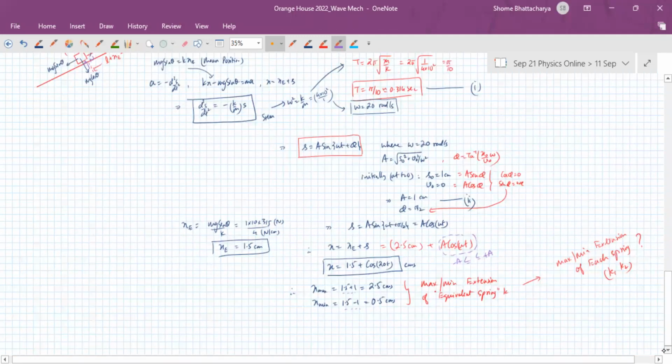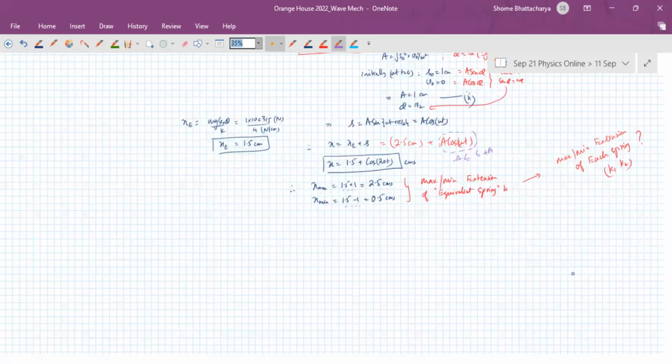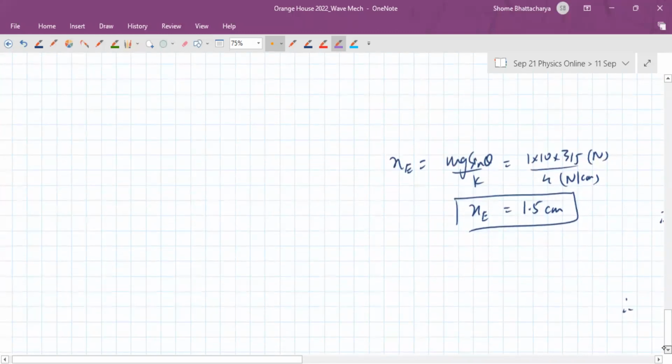Yes. Okay. So let's also look at this visually once. If you think of the oscillating system, suppose this is the mean position.